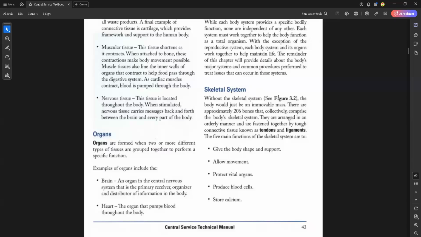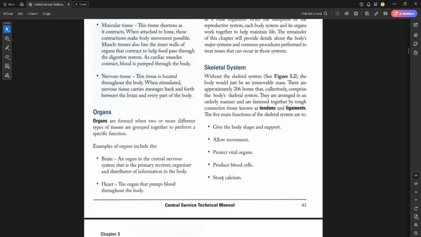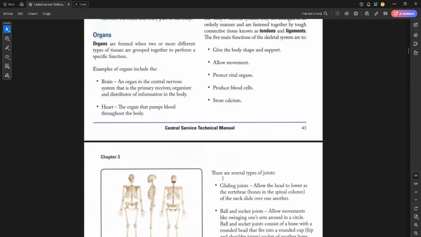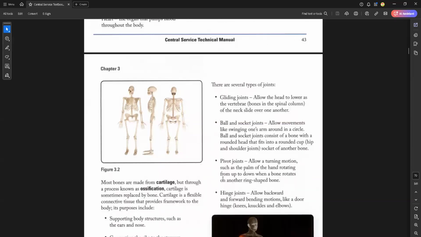Now, they are fastened by these tendons and ligaments. The main functions of the skeletal system are to allow movement, protect vital organs, produce blood cells, etc. But allowing movement is very key, and they give the body a shape. They give the body a shape. So when you see a skeleton, you can see the skeleton already in the form of a human being.